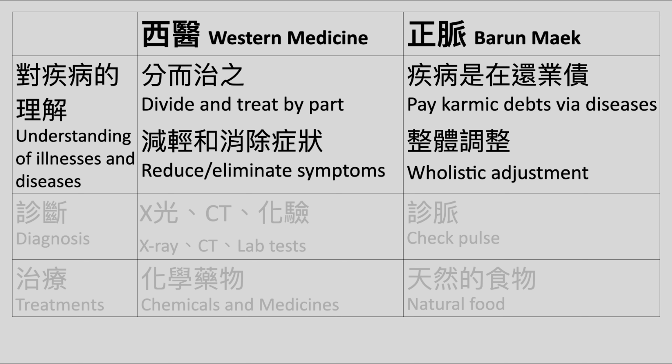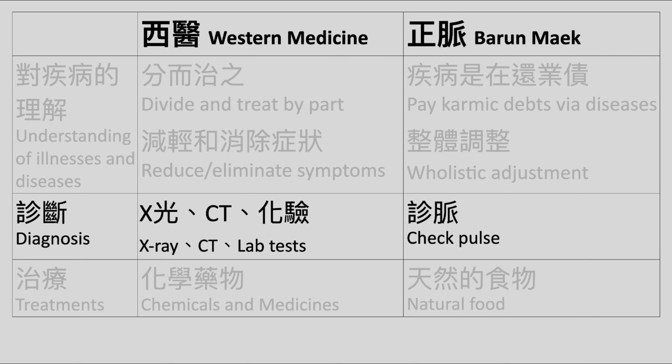Different from Western medicine, Barun Maek believes that diseases are caused by karma. Suffering from diseases is paying one's karmic debt. Maintaining high morals and ethics can help one generate less karma and therefore have less karmic debt to pay off in the future in the form of diseases and suffering. Because the human body and mind are one unity, they should be adjusted as one unity.